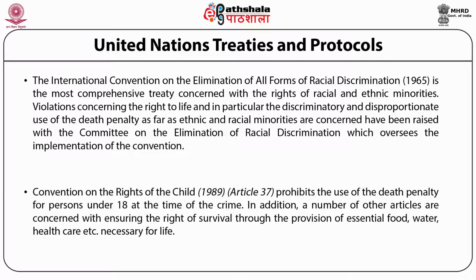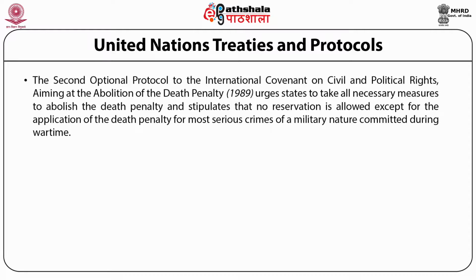So it not only deals with the death penalty, but goes beyond that and deals with issues such as nutrition and care of children, who are essentially the most vulnerable members of society. The second optional protocol to the International Covenant on Civil and Political Rights, the second optional protocol to the ICCPR, aims at the abolition of the death penalty, urges states to take all necessary measures to abolish the death penalty, and stipulates that no reservation is allowed except for the application of the death penalty for more serious crimes of a military nature committed during wartime.